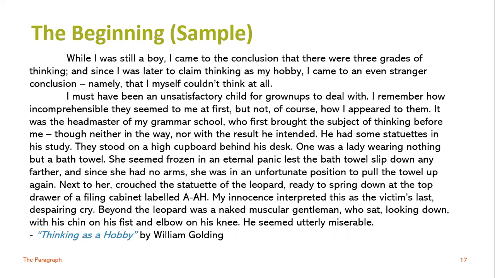This is from Thinking as a Hobby by William Golding. While I was still a boy, I came to the conclusion that there were three grades of thinking. And since I was later to claim thinking as my hobby, I came to an even stranger conclusion, namely that I myself couldn't think at all. I must have been an unsatisfactory child for grown-ups to deal with. I remember how incomprehensible they seemed to me at first, but not, of course, how I appeared to them. It was the headmaster of my grammar school who first brought the subject of thinking before me, though neither in the way nor with the result he intended.